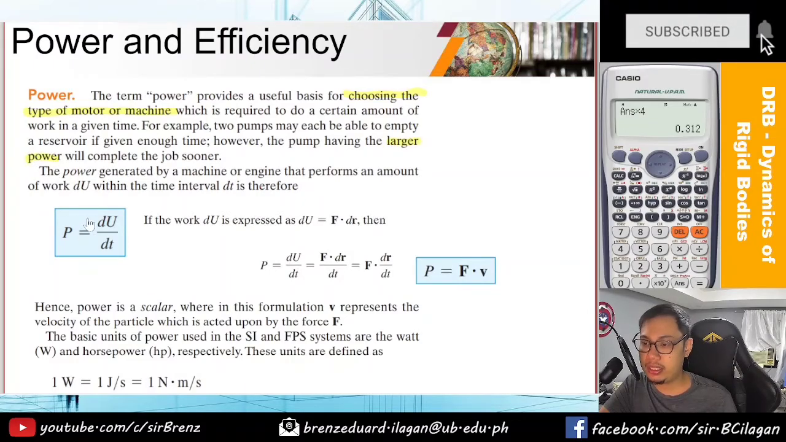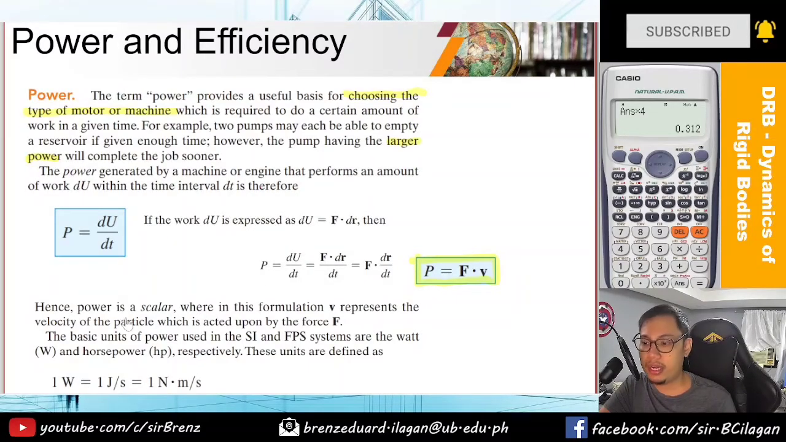So power, guys, is denoted by the symbol P and our equation is this: P = dU/dt. From which dU is the amount of work done by the engine or machine, and dt is the change in time. When you express the work dU in terms of F dr, we will have the equation P equals force times velocity. Just take note of this formula. It's just force times velocity.